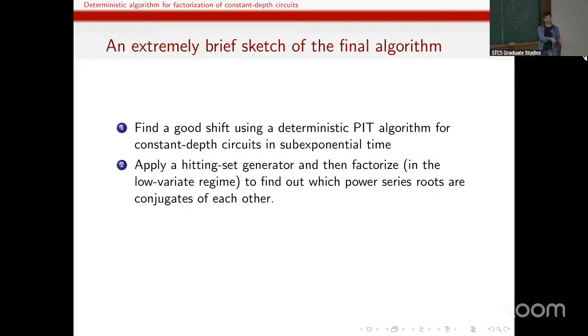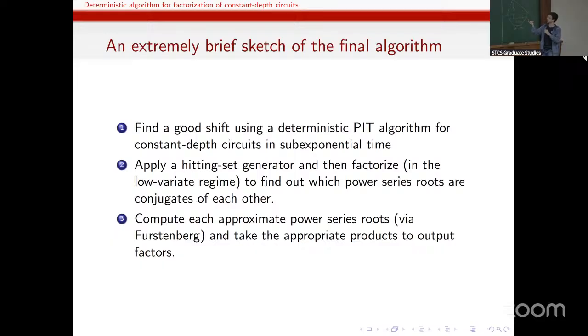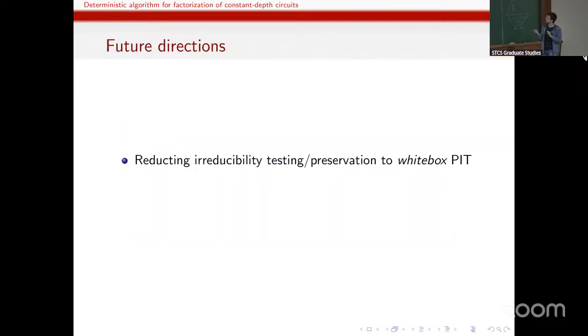Now, from those starting points, you can use Furstenberg to get the roots, and then you combine them. So you compute each approximate power series root via Furstenberg and take the appropriate products to output factors. So, okay, that was the final sketch of the algorithm. Some interesting future directions.